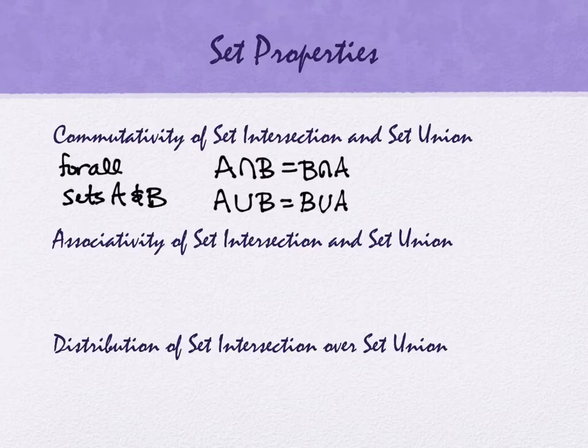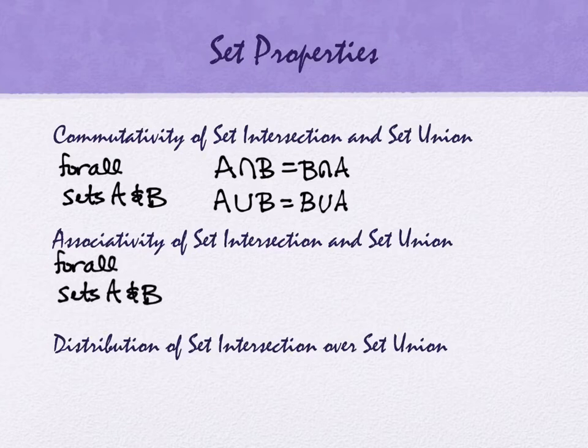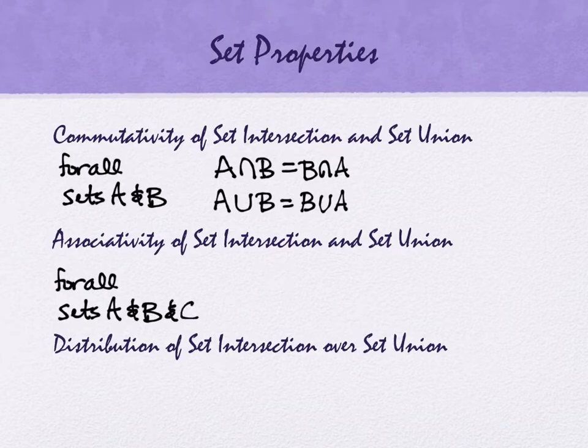Okay? We also have associativity. So for all, again, we'll do it this way. This is still for all sets A and B, but now we need a set C as well. So for all sets A, B, and C, A intersect B intersect C is the same thing as A intersect B intersect C.